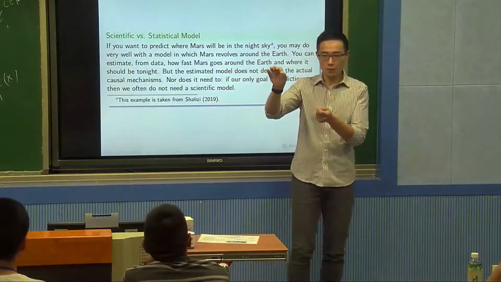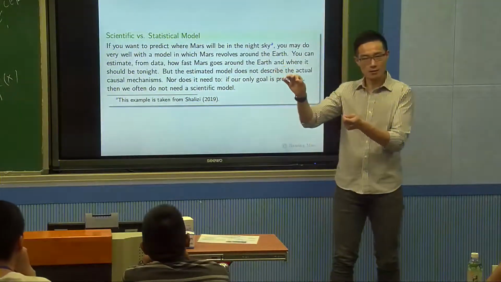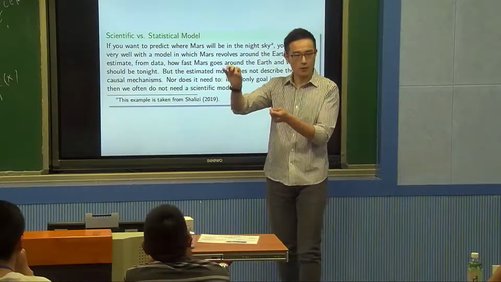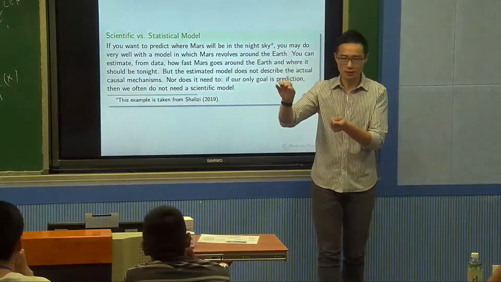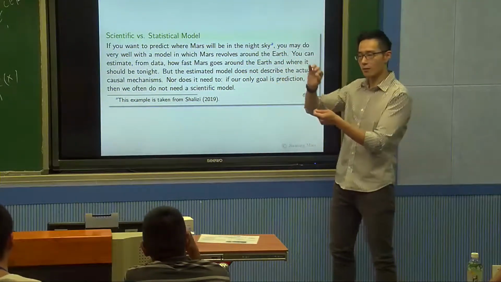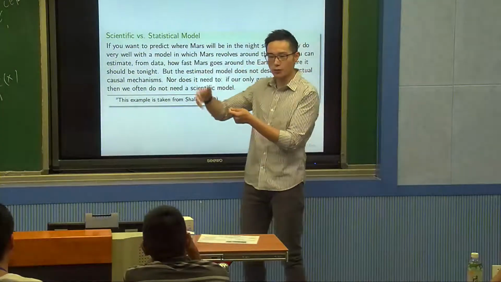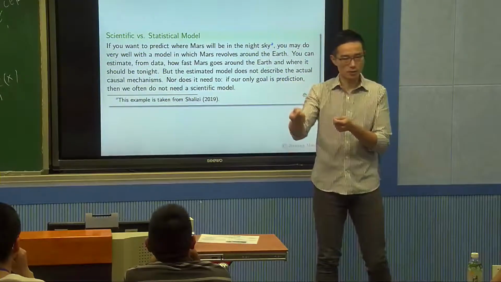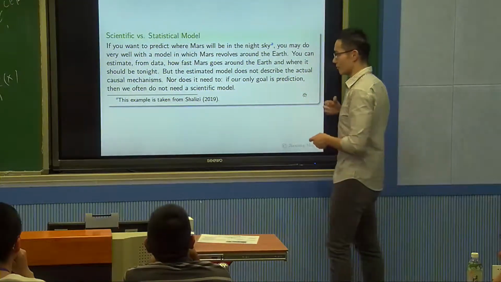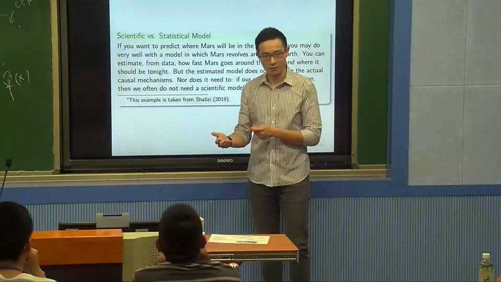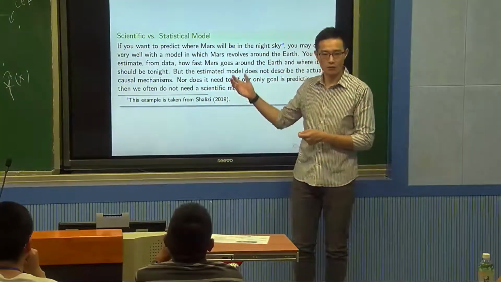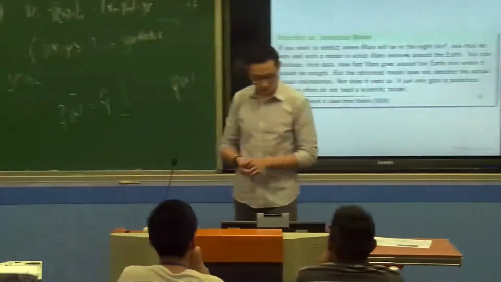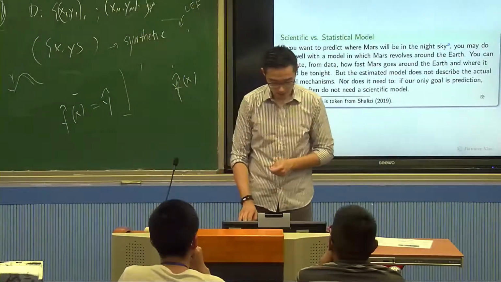It would work perfectly well for my purpose, because my purpose is simply predicting the location of Mars. I don't care about whether my model is scientific or not. I don't care whether it's correct. I don't care whether it truly describes the causal mechanism. I just want it to work. Given x, predict y. Now, of course, if you want to understand the underlying causal mechanism, then you need to build a scientific model in which, obviously, Mars does not revolve around the Earth. So that's a simple example to illustrate that.